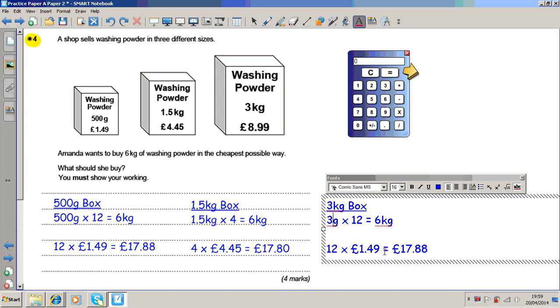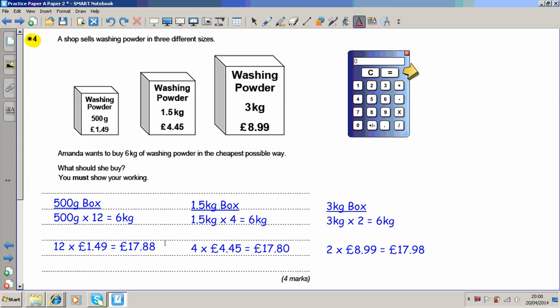So the 3 kilogram box, 3 kilograms times by 2 is going to give us the 6 kilograms that we need. So we need to do 2 times by £8.99, which is going to be £8.99 doubled, £17.98.